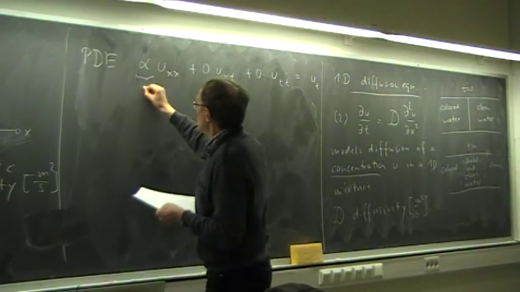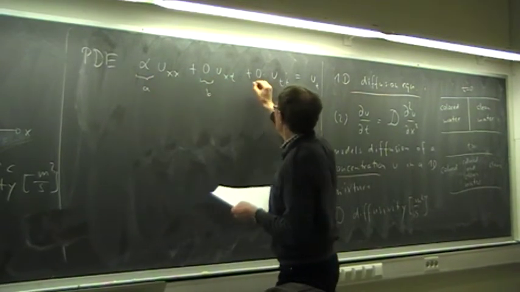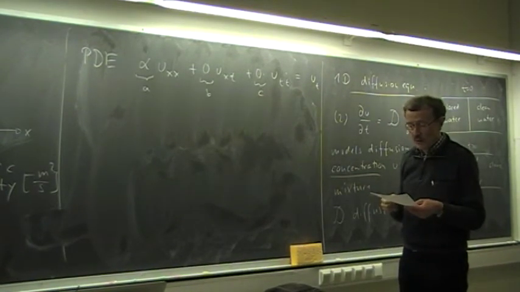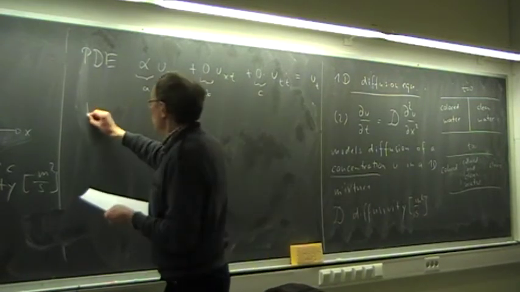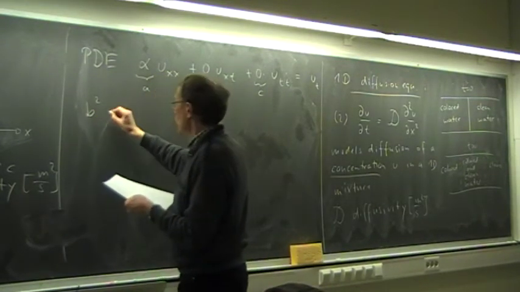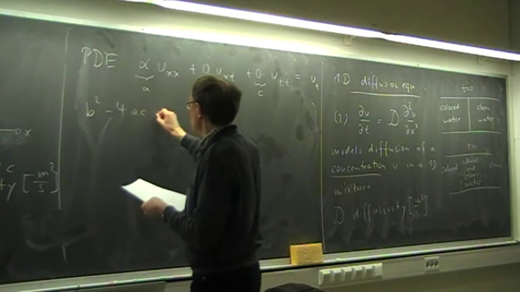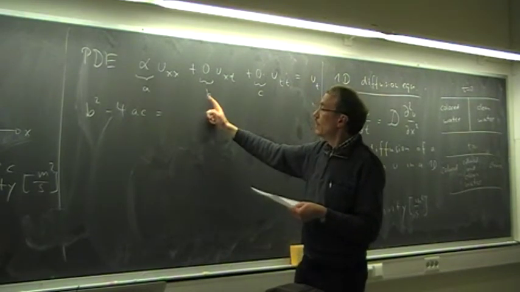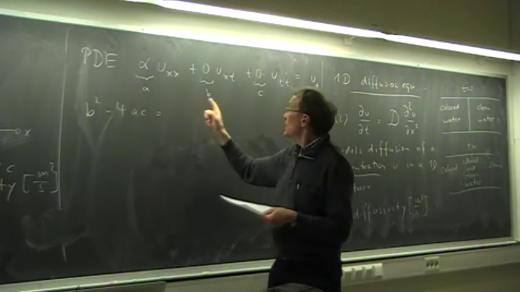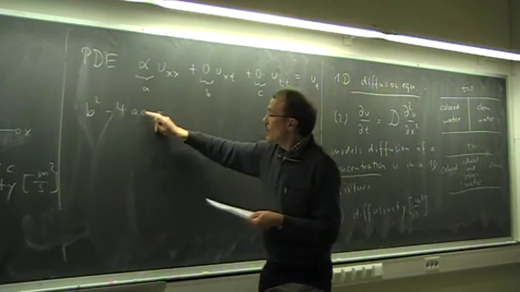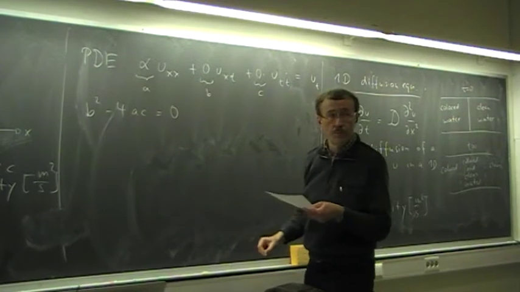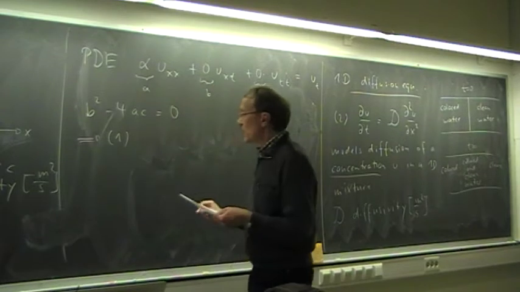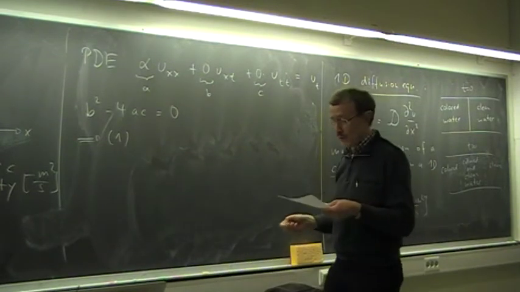So this is then our A, this is our B, this is our C from the chapter of the mathematical characterization of PDEs. And the discriminant that is determining things is b squared minus 4ac. You see that b squared is 0 for alpha times c. So that means we get here a 0. And that means that our equation that we are solving, the heat equation, the same is true for the diffusion equation of course, is parabolic.